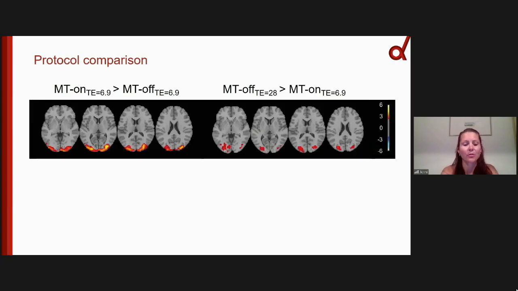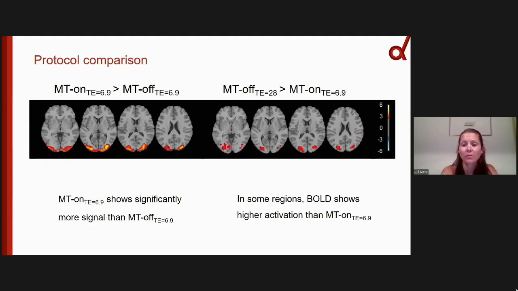We also compared relative sensitivity of MT on and MT off. Two interesting results are shown on this slide. At shortest TE, MT on shows an overwhelmingly high activation despite the elimination of more than half of the native signal through the application of MT. But also in some regions, BOLD shows a higher activation than the first echo of the MT on acquisition.